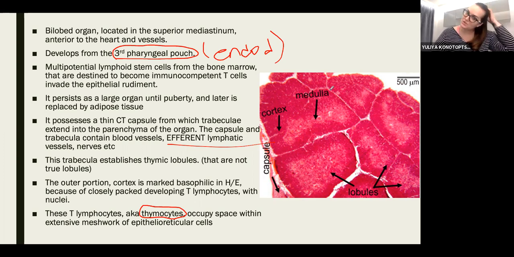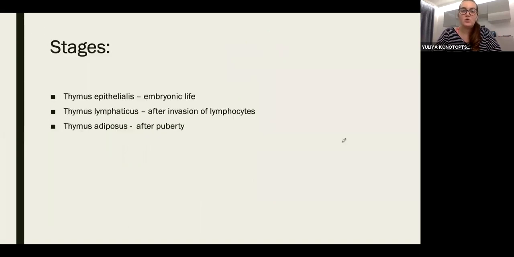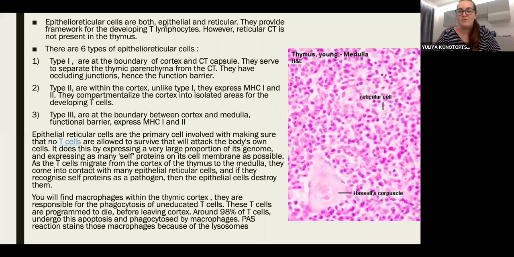The baby T lymphocyte, which is present within your thymus, we call thymocyte. Those thymocytes are surrounded by supporting cells, and those supporting cells are called epithelioreticular cells. So there are two types of cells in the thymus: the baby T lymphocytes, which we call thymocytes, and supporting cells, which are called epithelioreticular cells.